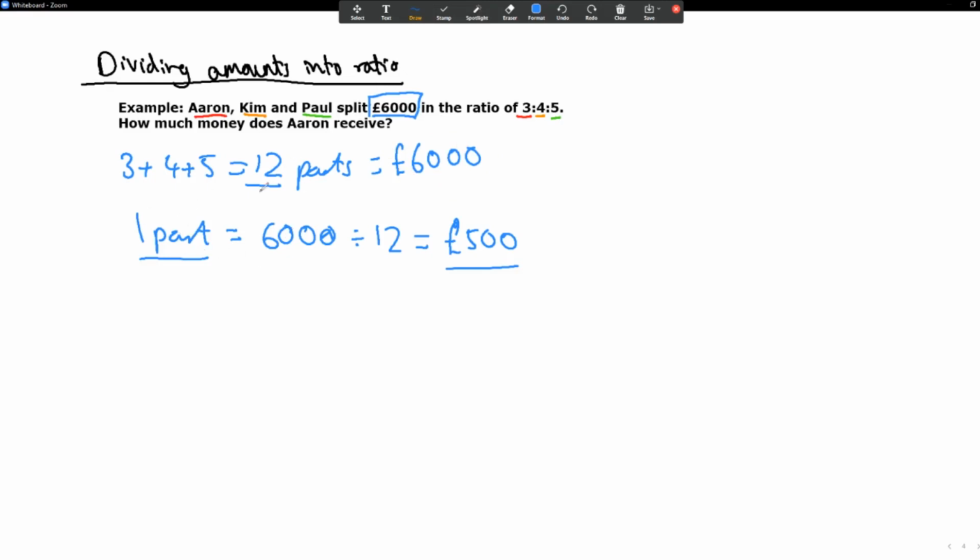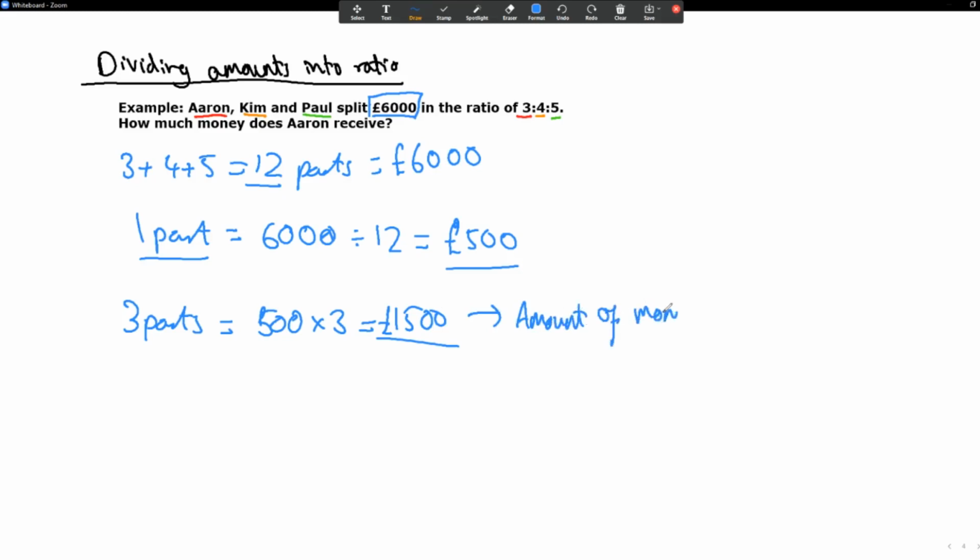So now we've divided by 12 to see how much that is in one part. But we don't want one part, do we? We want 3 parts, because that's how much Aaron receives. So we can multiply this by 3 to get 3 parts. So that equals 500 times 3, which is £1,500. And that is the amount of money Aaron gets, or Aaron receives.